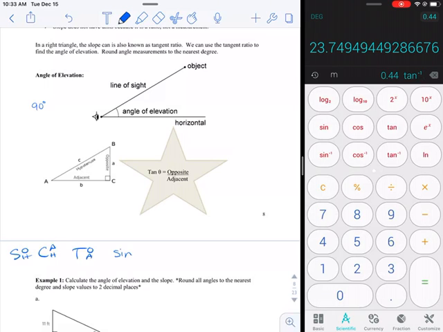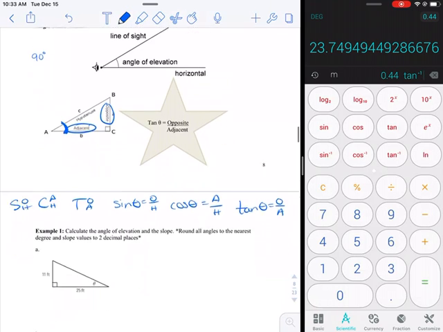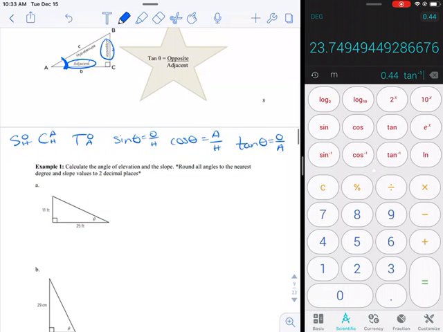Sine theta is opposite over hypotenuse. Cos theta is adjacent over hypotenuse, and tangent theta is opposite over adjacent. So when we're talking about slope, if this is our angle of elevation, this side is the opposite and this side is the adjacent. And we can figure out the angle that goes with it.